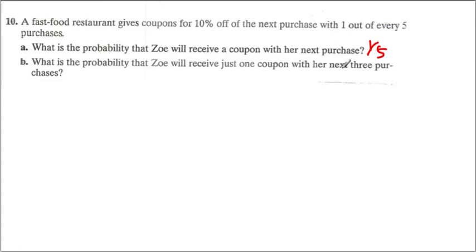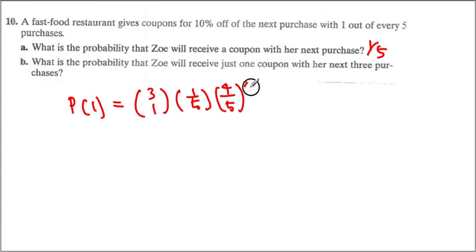So just one coupon in the next 3 purchases. 3 purchases, that means we are looking at P of 1 out of 3. Out of 3, we are looking at 1 success, where the probability of success is 1 over 5, and the probability of failure, not getting it, would be 4/5 to the 2nd power. Then if you have to calculate this one, we can do it by hand or by calculator. Maybe we'll do both. This is equal to 3, and here we end up getting 1/5 times 16 over 25, which ends up being 48 over 125.